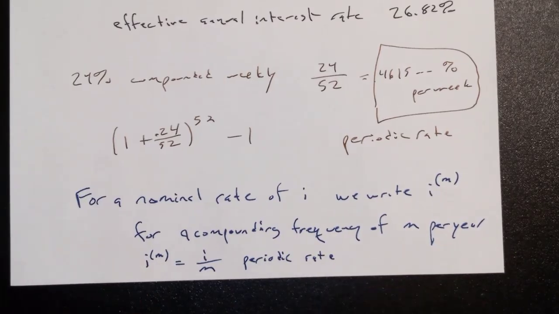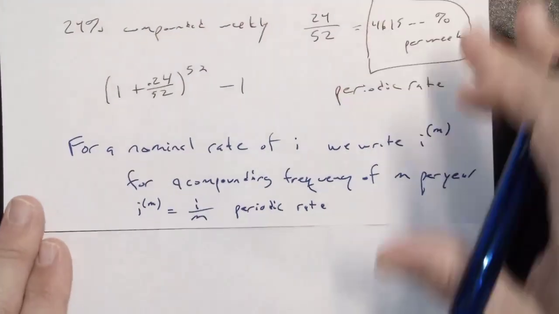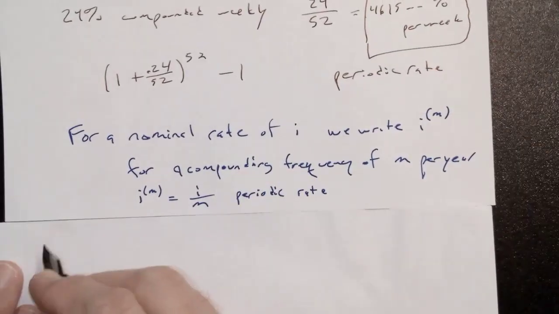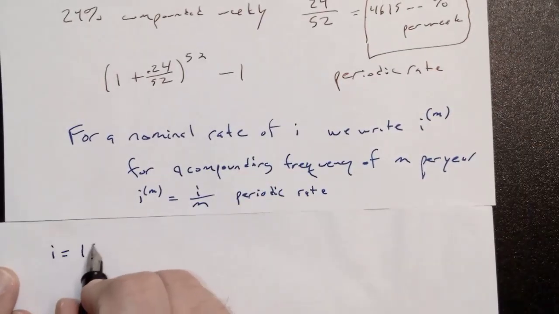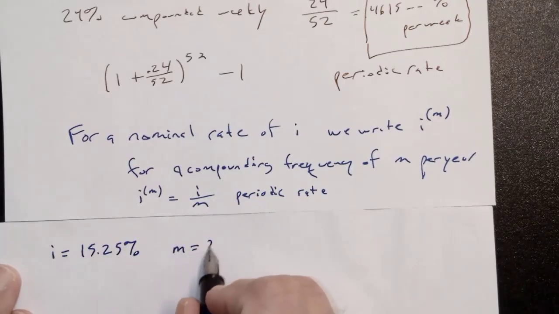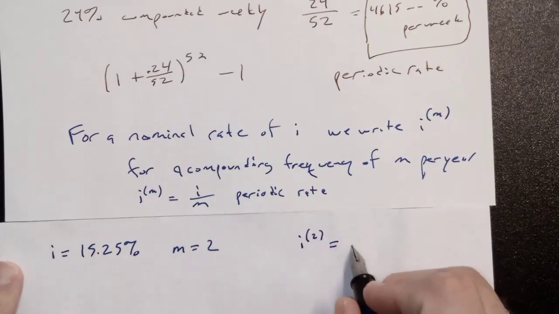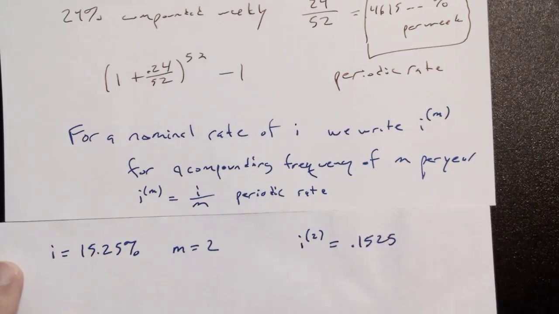So in the calculation we just did, we had 2 different periodic rates. We had a nominal rate of 15.25%, but it was compounded semi-annually, which means we would write I2 equals 0.1525, and then we used half of this number in our actual calculation.